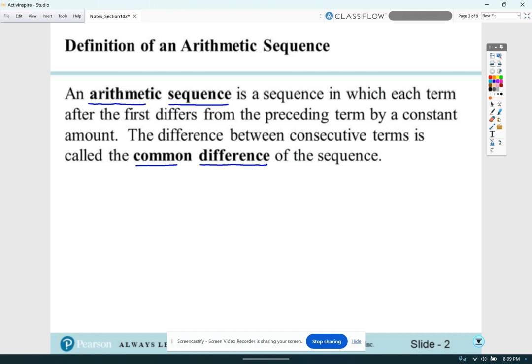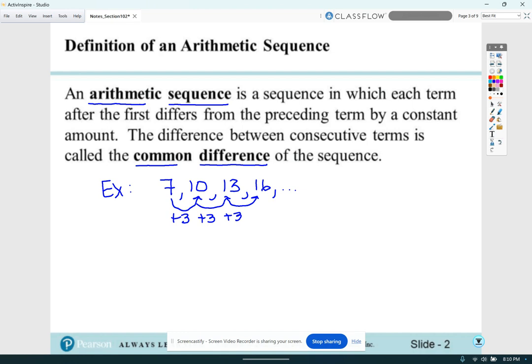All right, so let me give you some examples of arithmetic sequences. So let's do 7, 10, 13, 16, and so on. This would be considered an arithmetic sequence because it has this pattern when we go from one term to the next term, which is plus 3, plus 3, plus 3. And that plus 3 is called the common difference.